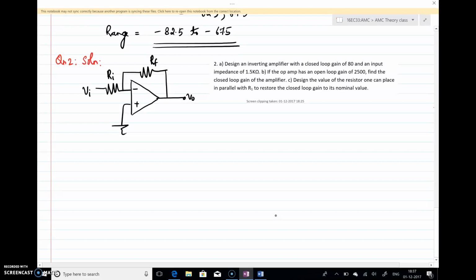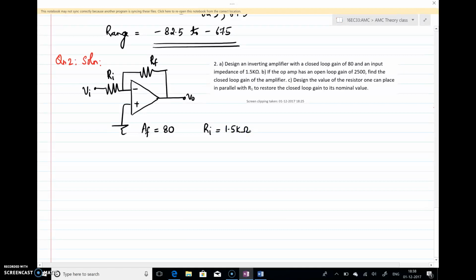We'll now look at this problem. Question number 2. Design an inverting amplifier with a closed loop gain of 80. So I'll just note down the closed loop gain: AF is 80, and an input impedance of 1.5k. The input impedance is nothing but input voltage by input current, which is nothing but Ri. The input impedance of this amplifier is 1.5k. These two things are given.